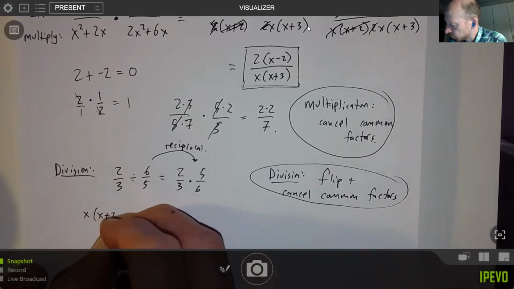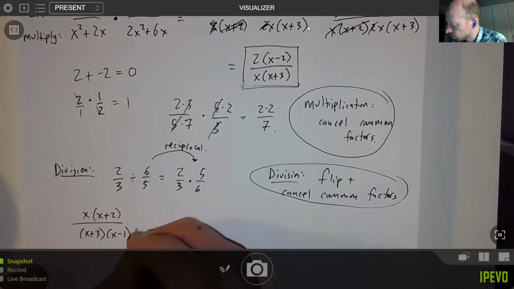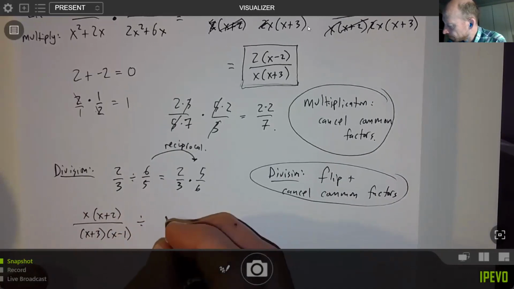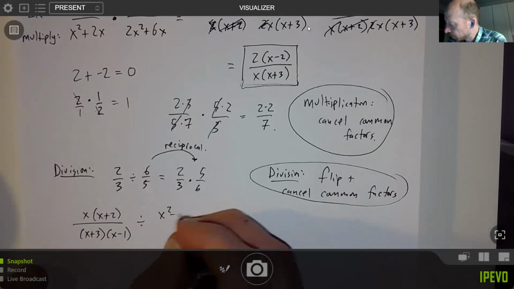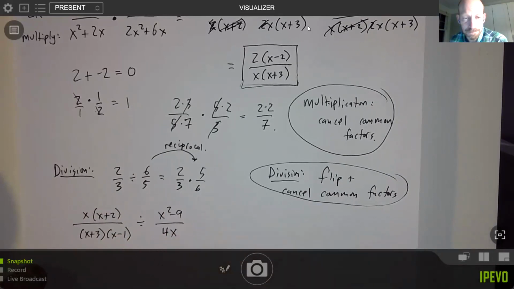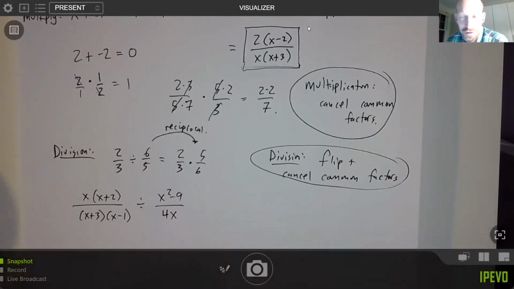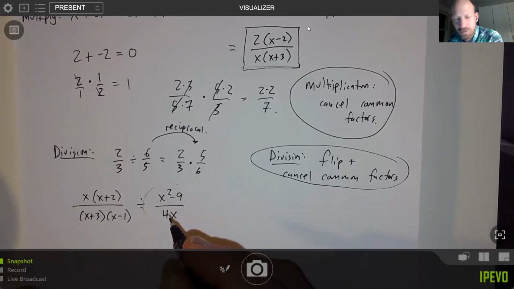x times (x plus 2) over (x plus 3), times (x minus 1), divided by (x squared minus 9) over 4x. I kind of partially factored it to save us some time. But here, you just have to take an extra step to rewrite it by flipping what you're dividing by, turning that into its reciprocal.